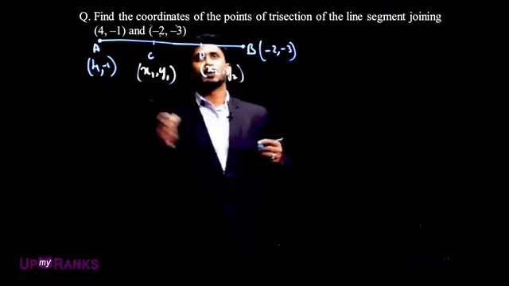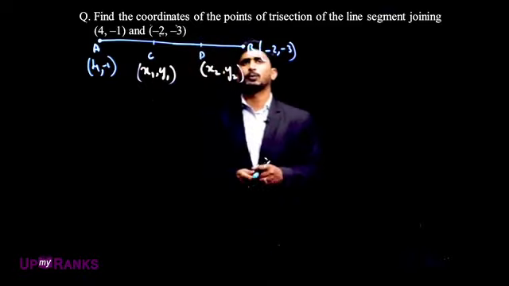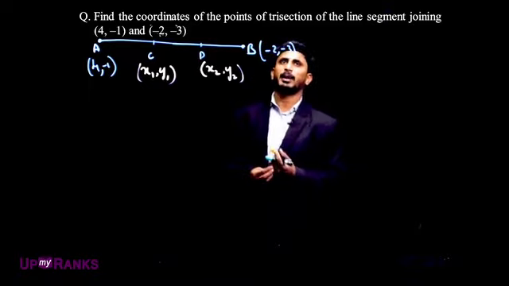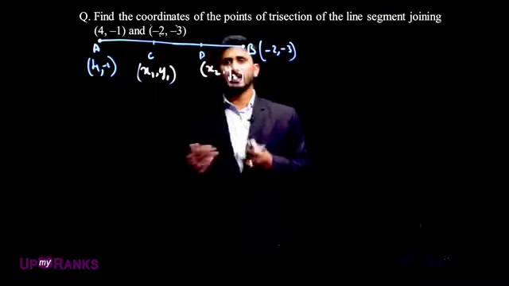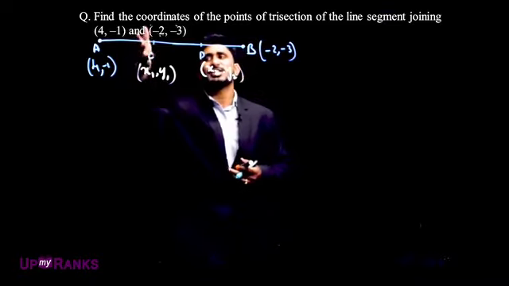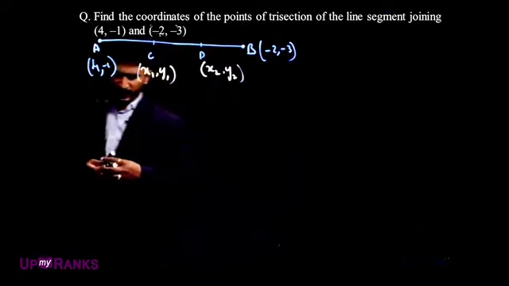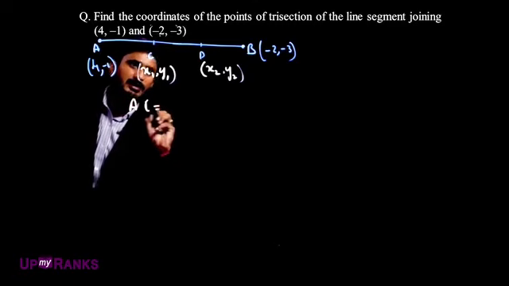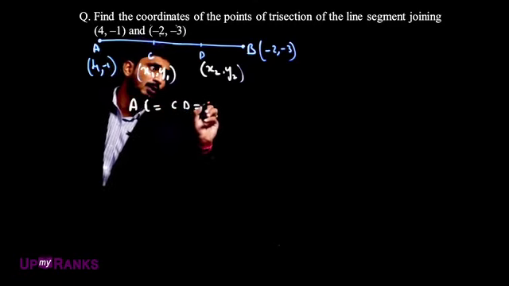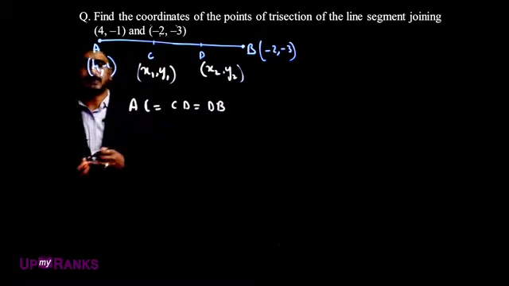Yes, children, think over it. How do I do it? Because there is no ratio given. How is this divided? But we know that it's a trisection. If it is a trisection, it means that AC is equal to CD, which is equal to DB. So I will write AC is equal to CD, which is equal to DB, because of trisection.